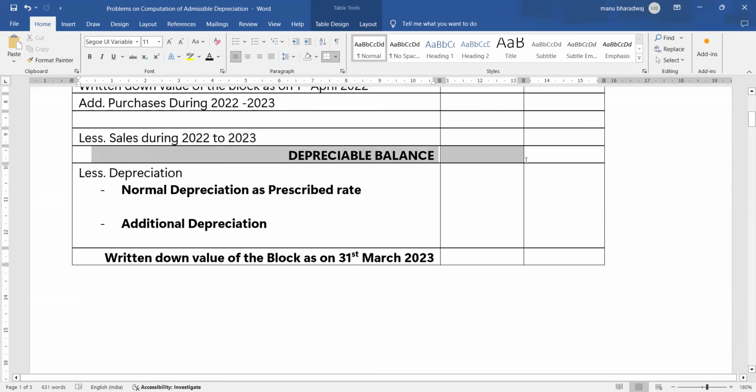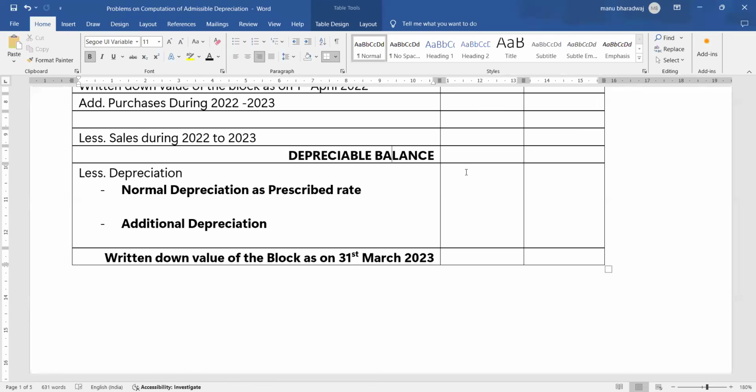Then you will get something called the depreciable balance. Once you subtract the sales, we get the depreciable value. On this depreciable value, we will charge the depreciation. So depreciation is always charged on the depreciable balance.